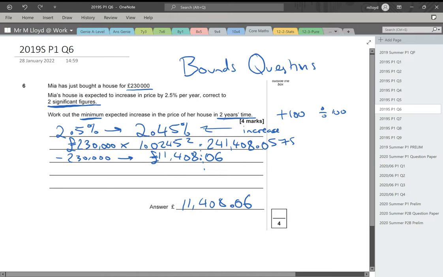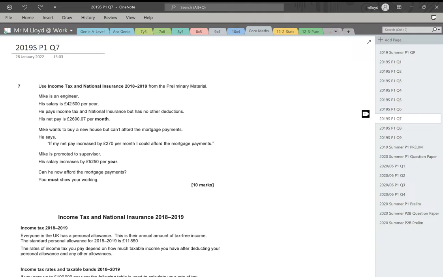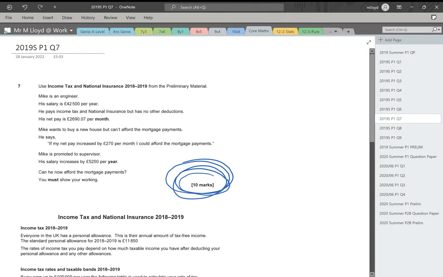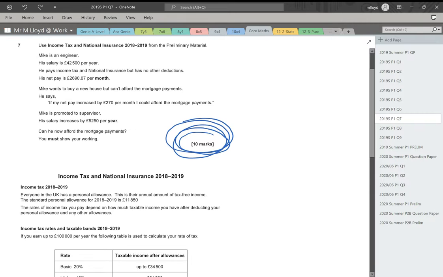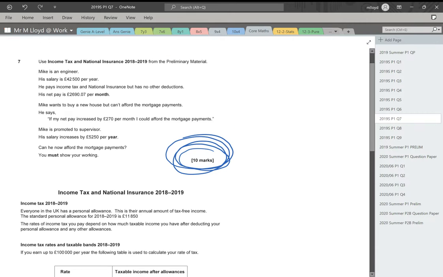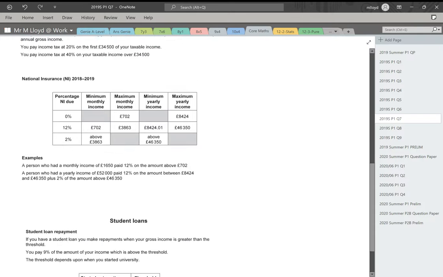Okay, great. So that's question 6 done nicely. Now, question 7 is the one that I need to spend a bit of time on, because we have got 10 marks for this one. Now, I'm going to do it my way. There are a few other ways of doing it. This is the way I like to do it. So, using the income tax, the prelim material stuff, we've got that down here if I scroll down.